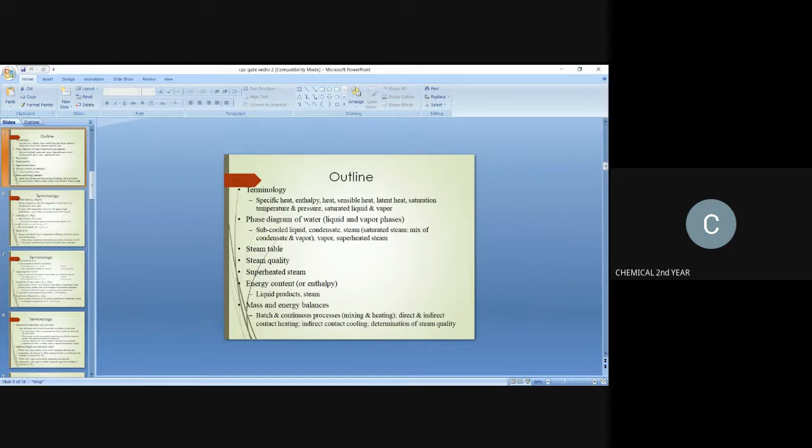Next, mass and energy balances. Mass and energy balances of batch and continuous processes include mixing and heating. Next, direct and indirect contact heating. Next, indirect cooling, contact cooling, and determination of steam quality.